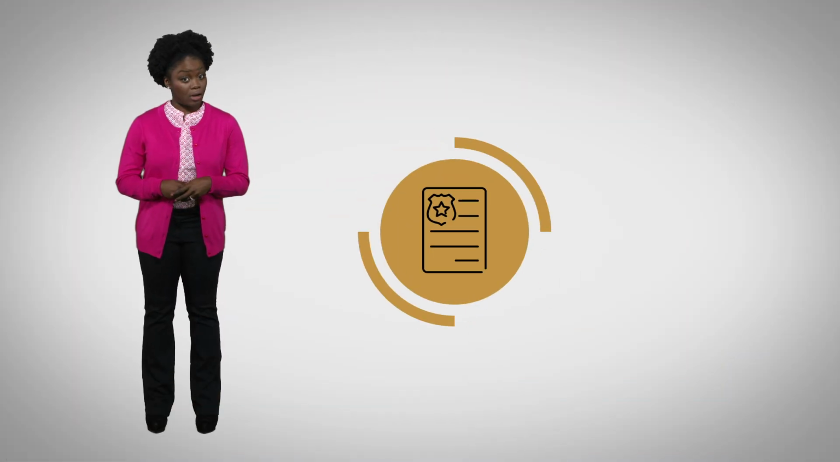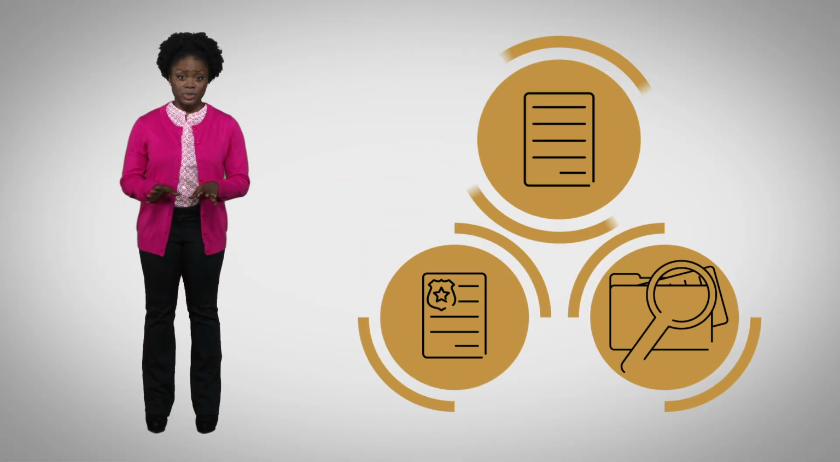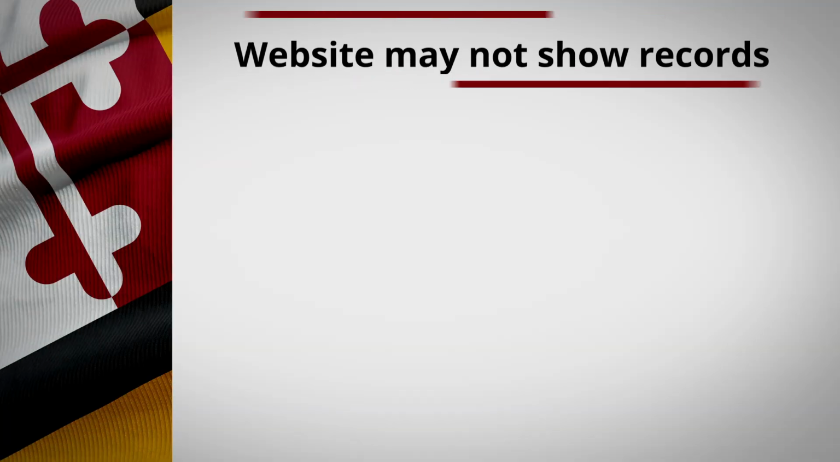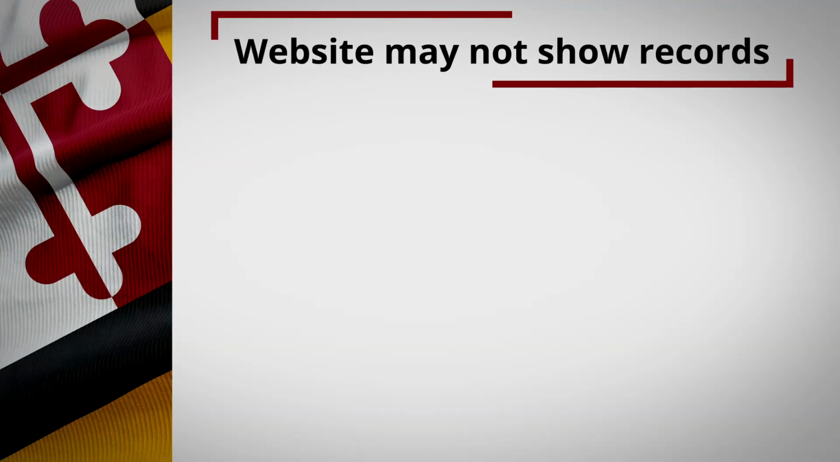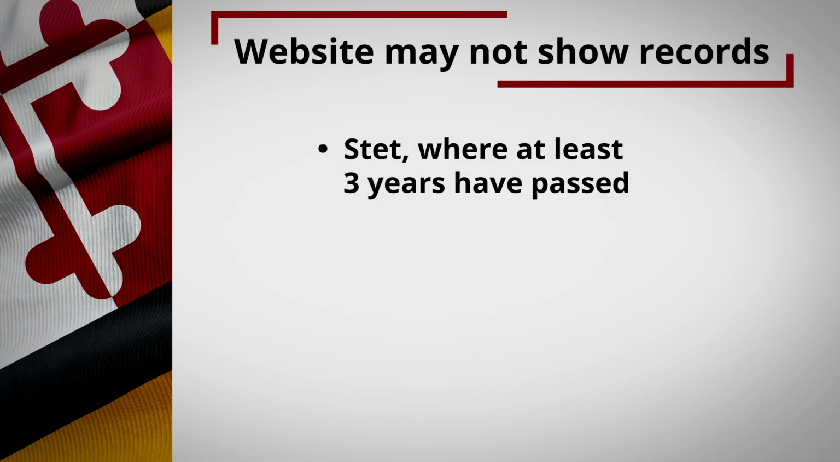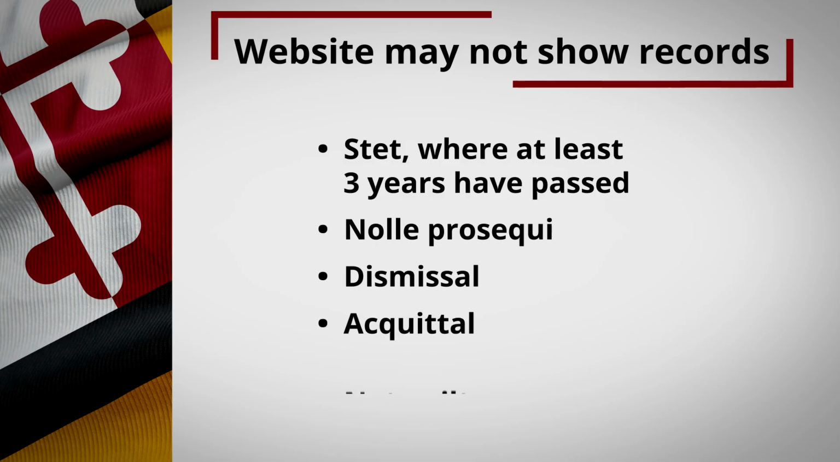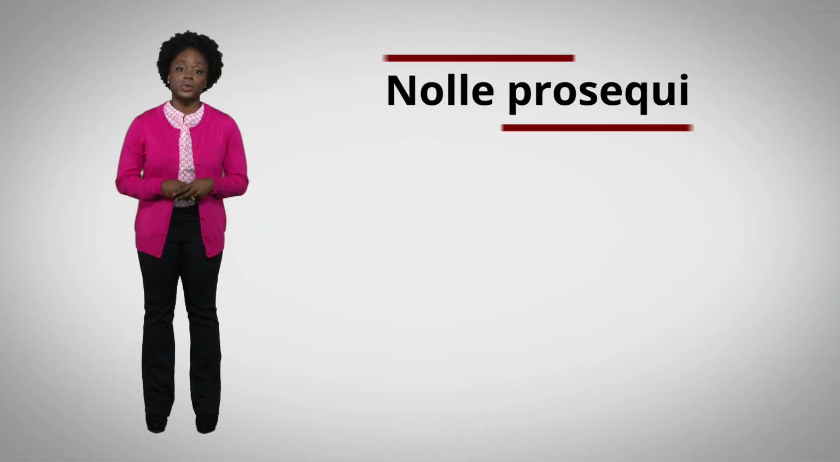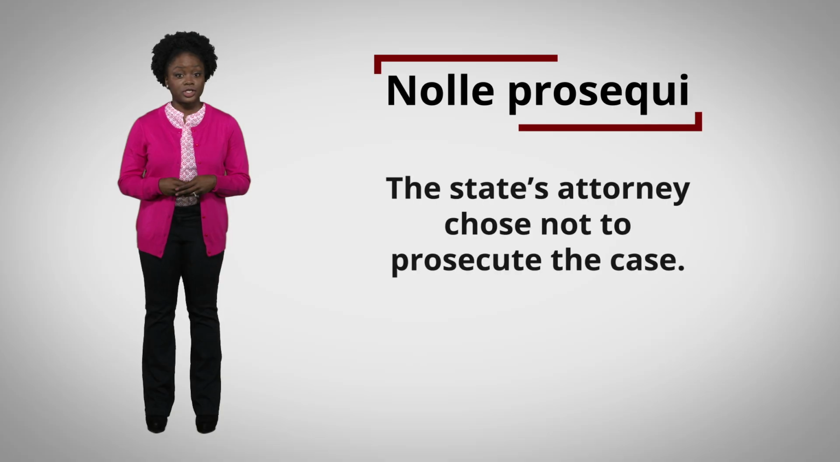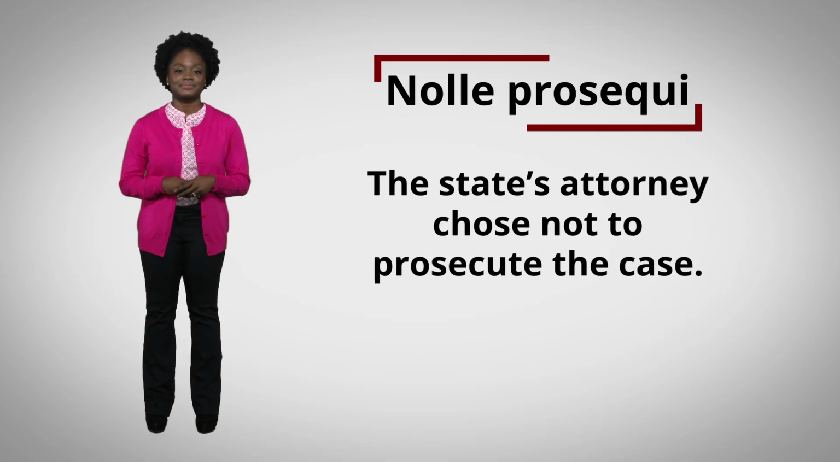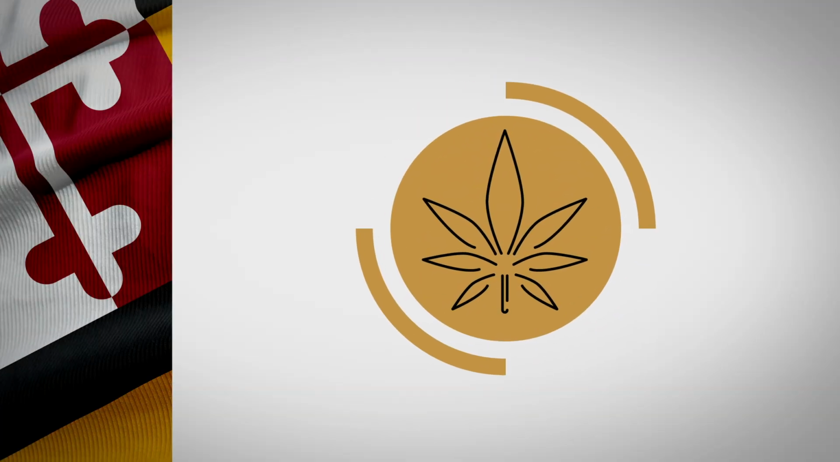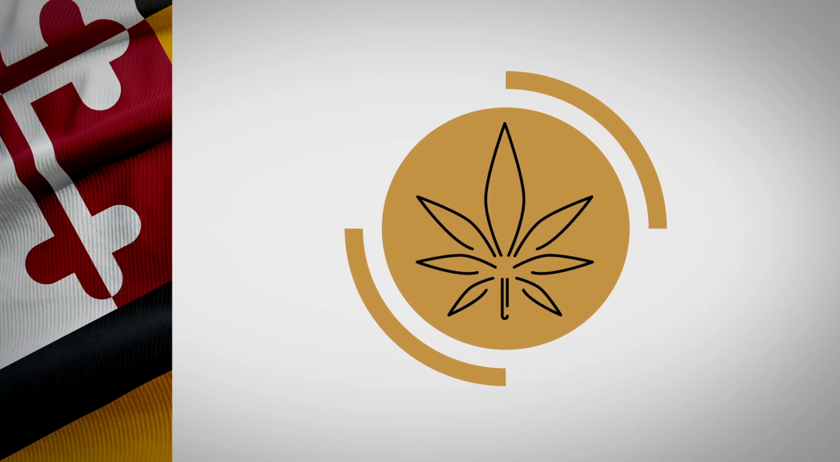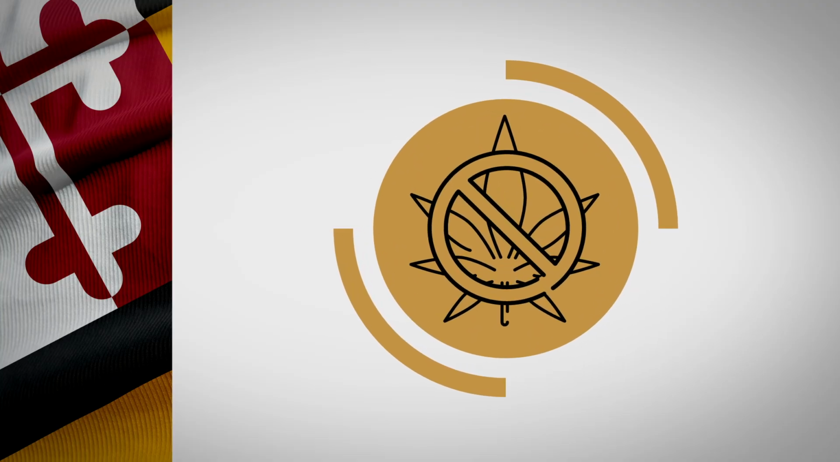Most criminal cases are available on Case Search, but with some restrictions. The website may not show records of charges that resulted in a finding of stet, where at least 3 years have passed, nolle prosequi, dismissal, acquittal, or not guilty. Nolle prosequi simply means the state's attorney chose not to prosecute the case. Some district court cases involving possession of cannabis are also not available on Case Search.